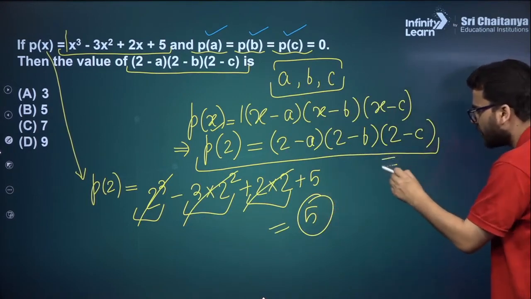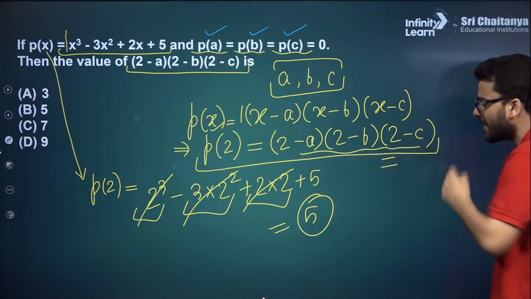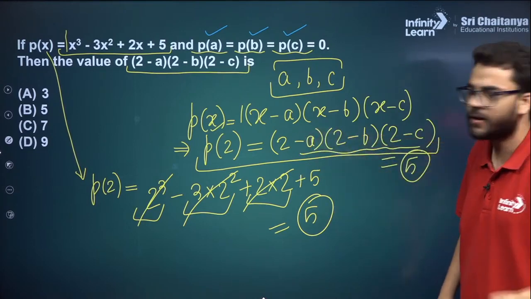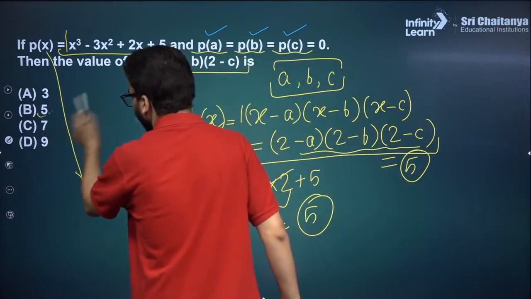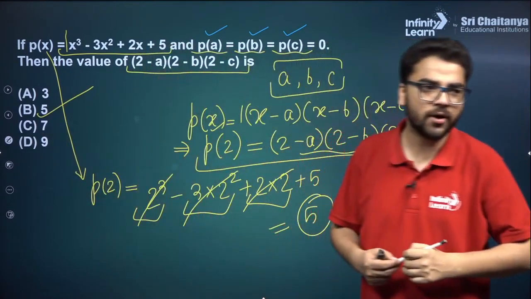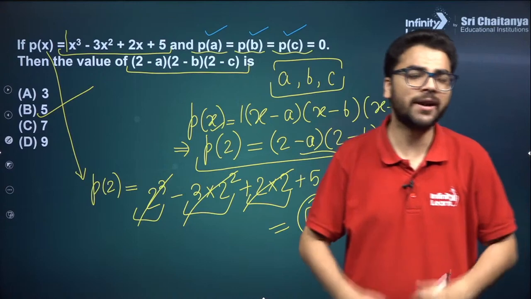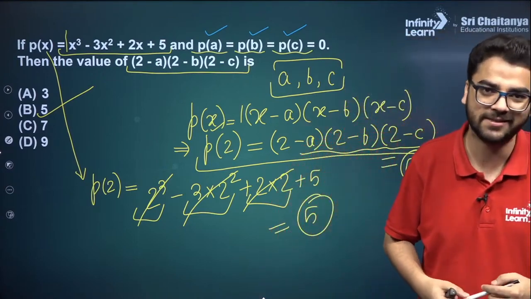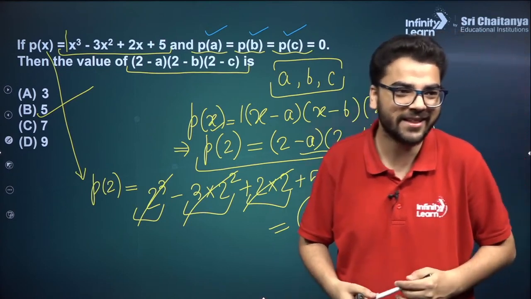It means the value of 2 minus a, 2 minus b, 2 minus c is also 5, because this is also equal to p of 2 only. So therefore 5 is the answer. Is it clear to every student over here? Maybe you have joined in between, SR Kushwaha. Obviously it will not happen if you haven't studied the previous things. Obviously you can understand that.